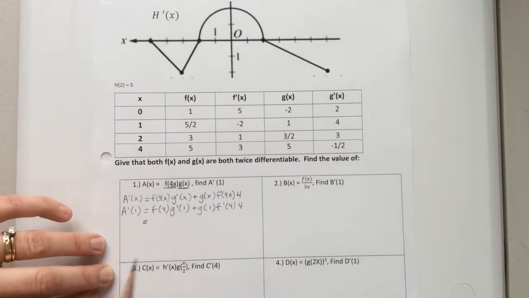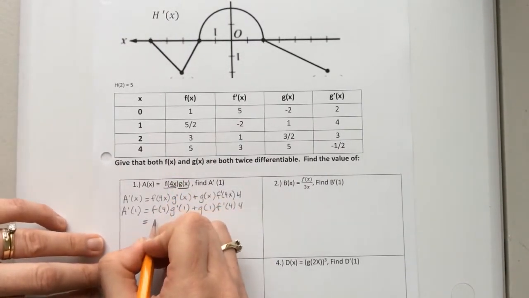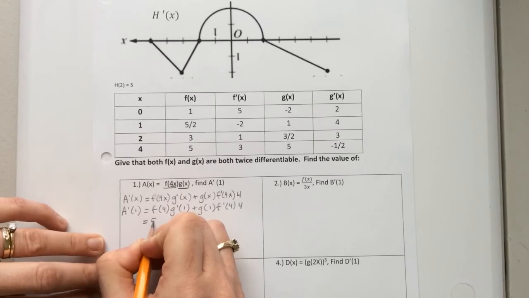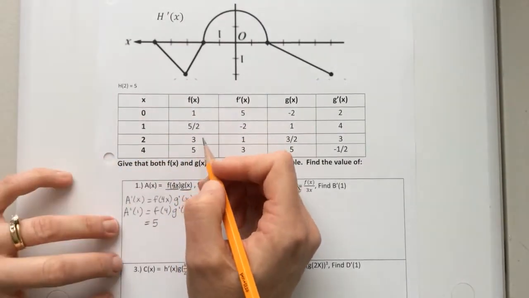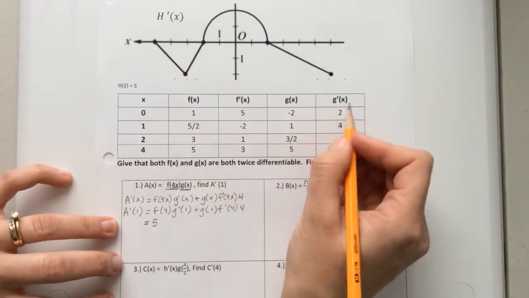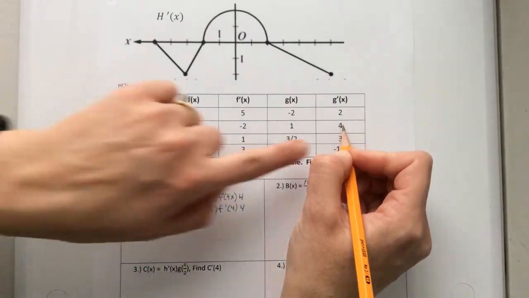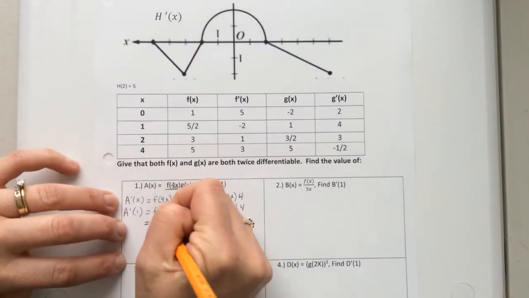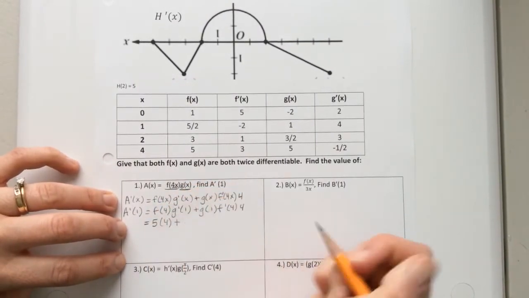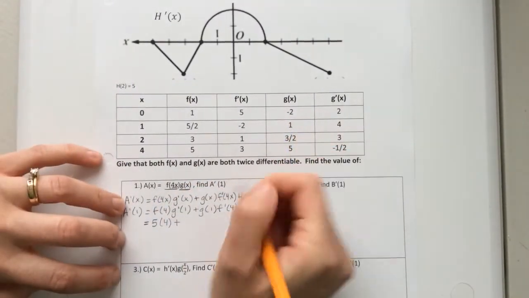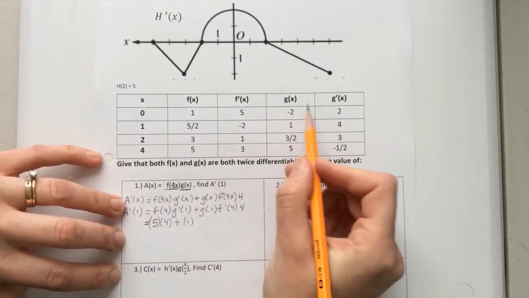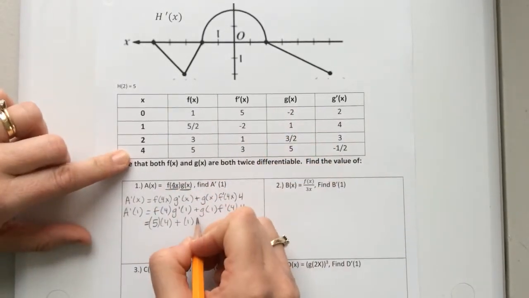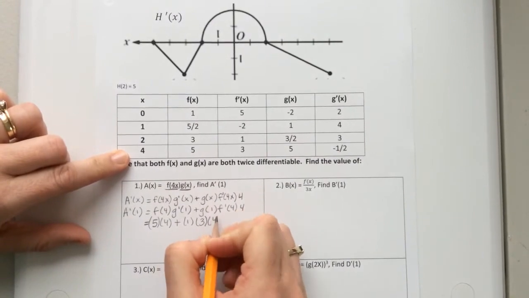F of 4 is 5. F of 4, where they meet in this table, is 5. G prime of 1 will be 4. G of 1 is 1. And F prime of 4 is 3.